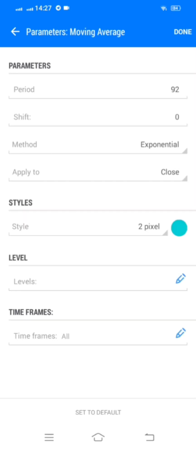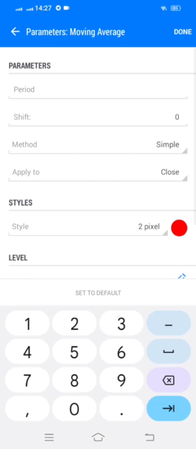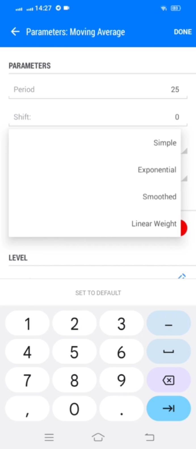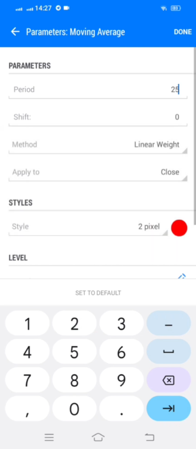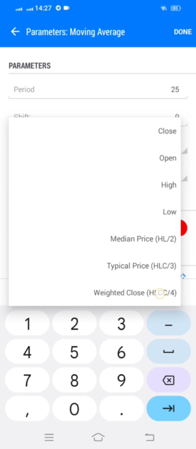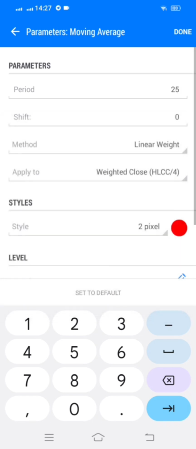We just go ahead and tap on that moving average, and these are the settings that I want you guys to go ahead and place onto your charts. You can either take a screenshot when I'm done inputting the settings, or just pause the video and input these settings. Okay, so the period that we're going to use for the strategy is period 25. Shift is 0. Our method will be linear weight. Okay, and we're going to apply this to weighted close. Okay, so we just tap on weighted close.